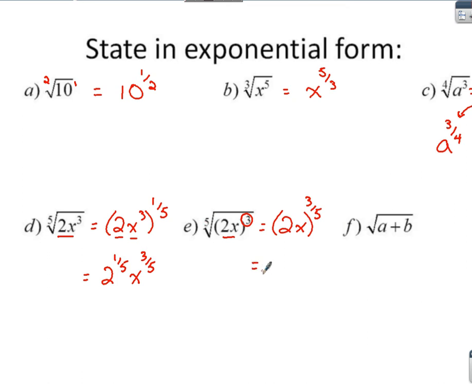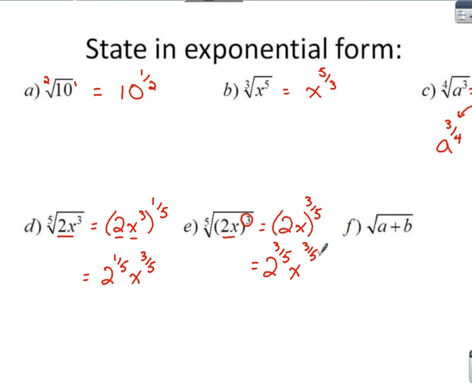Recognizing that, I've got 2 times x, both raised to the 3/5. Then I can take that 2, raise that to the 3/5 power, take that x, raise that to the 3/5 power as I apply the power to power rule, and I've got my answer in exponential form.